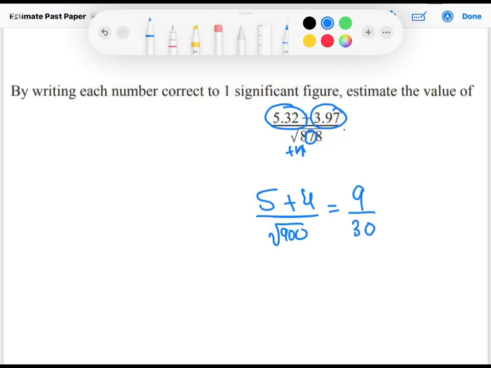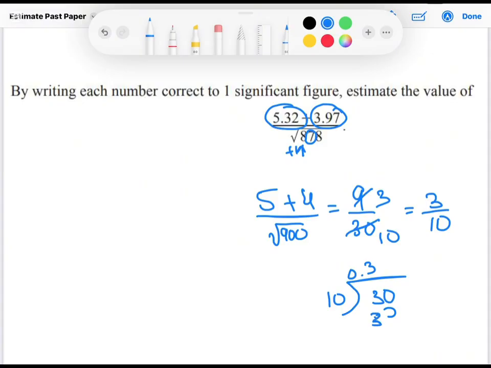Now we can cancel out. 3 3s are 3, 10s are, so 3 upon 10. So 3 upon 10 we got. So this will be our final answer, the estimated value, or we can solve it more like this. So 0.10, 3s are 30. So simple, the final answer 0.3. This will be the estimated value.